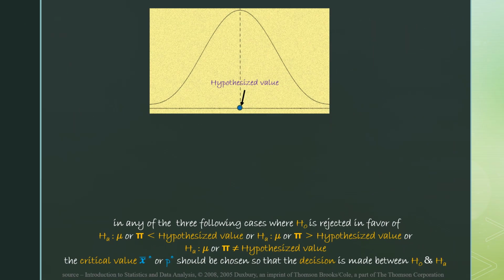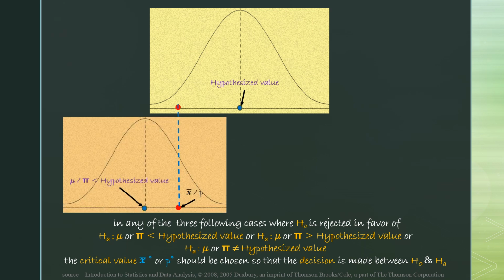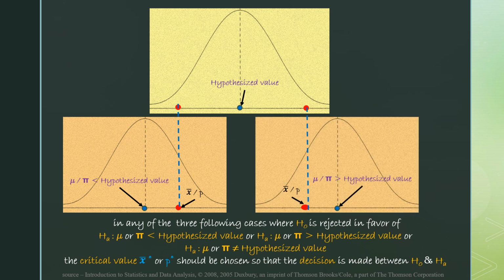In any of the three following cases where H0 is rejected in favor of HA, that is mu or pi is less than hypothesized value, or HA, that is mu or pi greater than hypothesized value, or HA, that is mu or pi not equal to hypothesized value, that is x bar or p is far from the hypothesized value in either direction, the critical value x bar star or p star should be chosen so that the decision is made between H0 and HA.